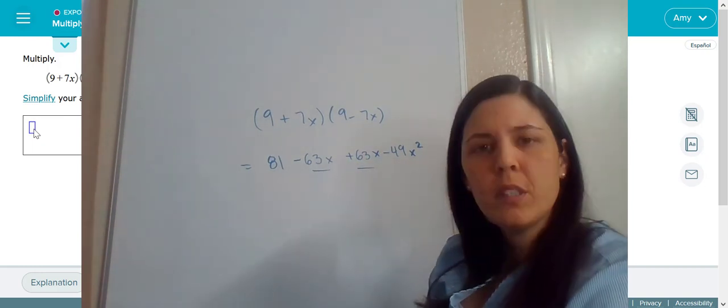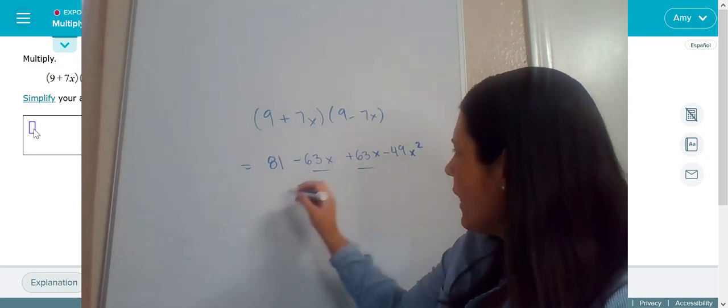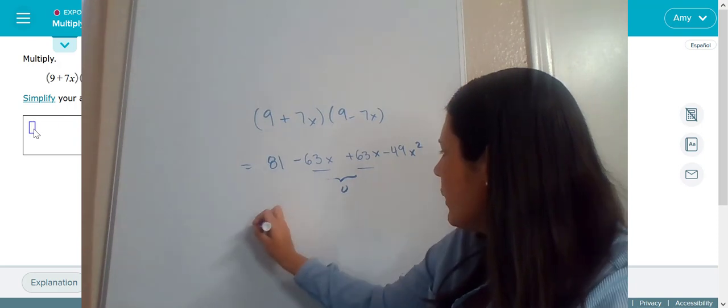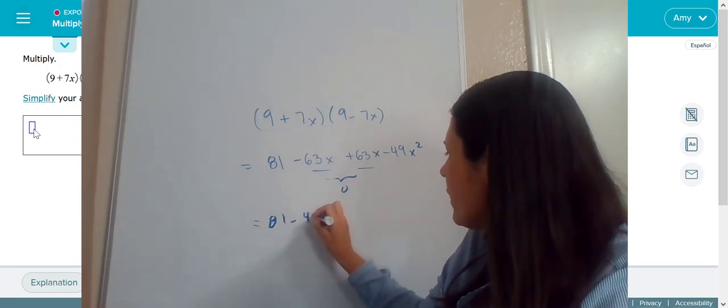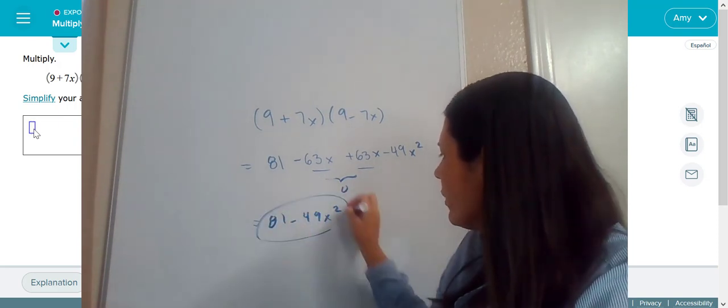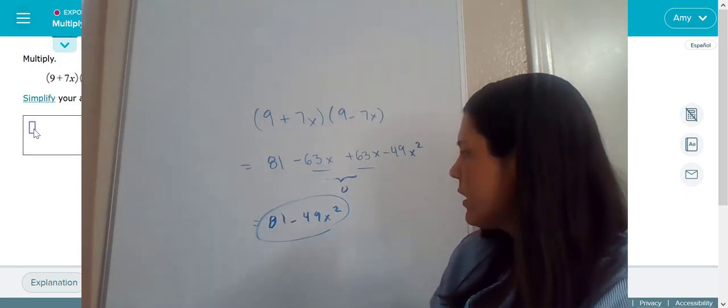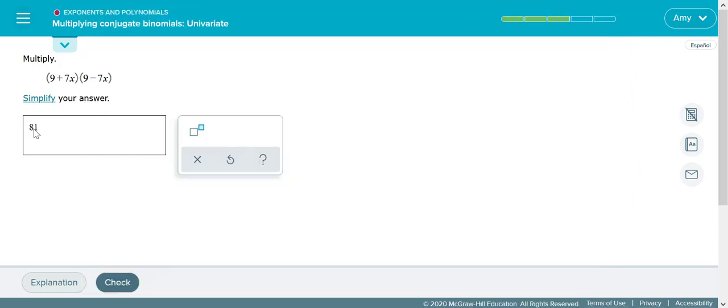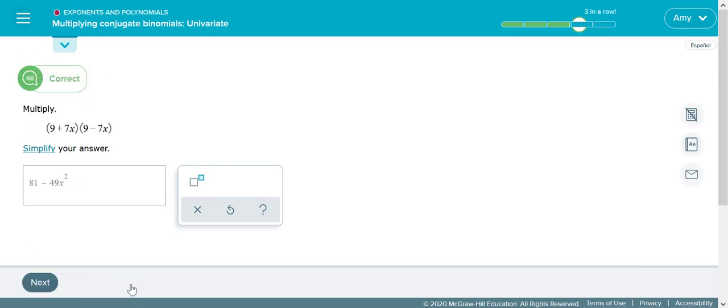Okay, and then those two terms in the middle are like terms. They're going to add up to 0, and so we have 81 minus 49x squared. Okay, let's go ahead and type this in. 81 minus 49x squared. Okay, and we'll check. And there it is. So now this topic is complete.